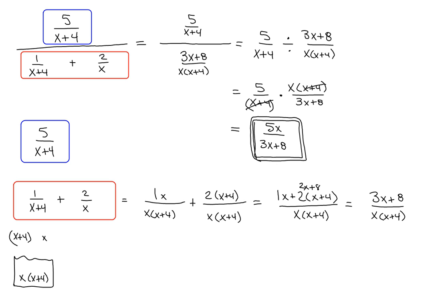Let's look at another one. Let's look at this one where we have to do a little extra work. x over, let's do 2 over x minus 4 divided by 2 over x plus 3. Can we cancel the 2 over x's? No, because they're not factors. They're part of addition and subtraction problems.